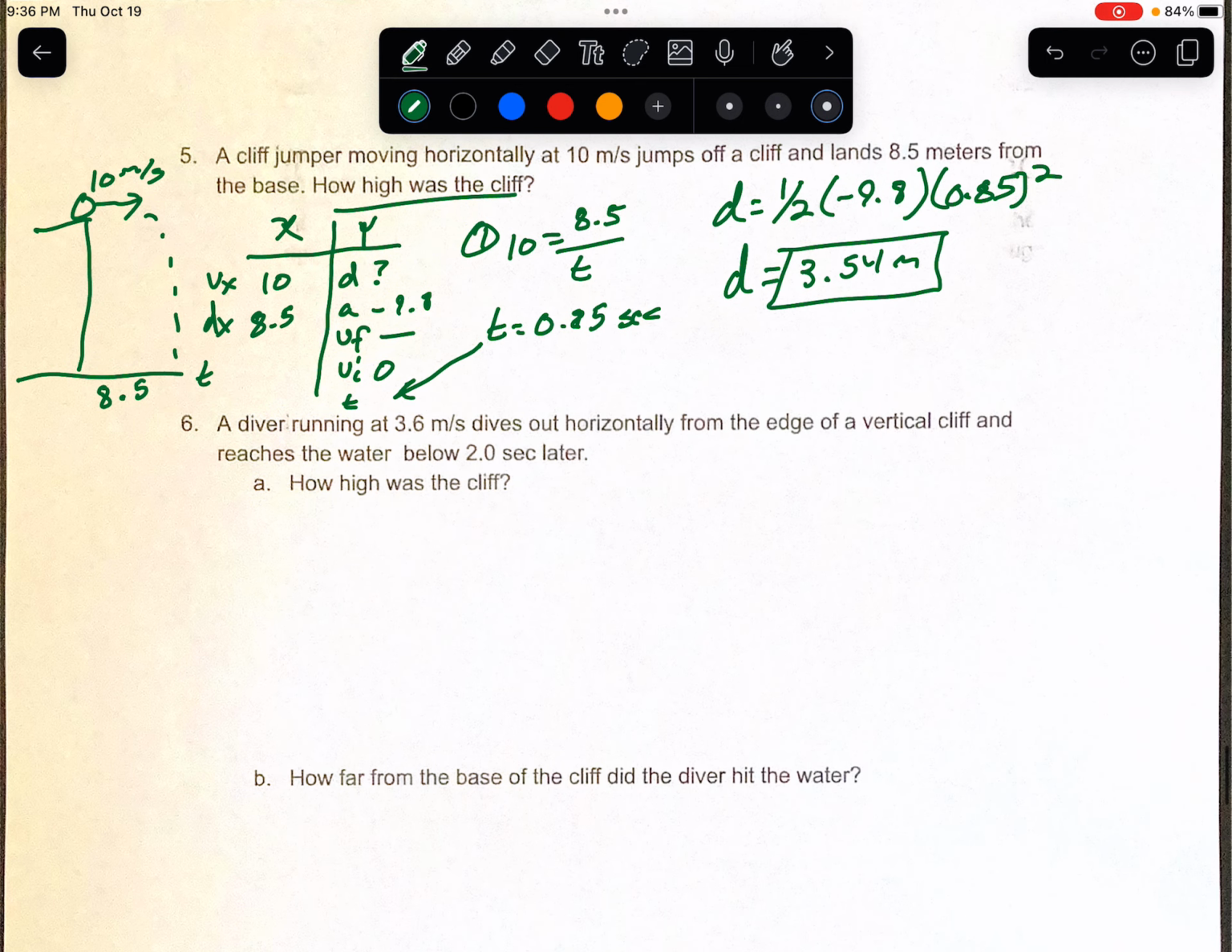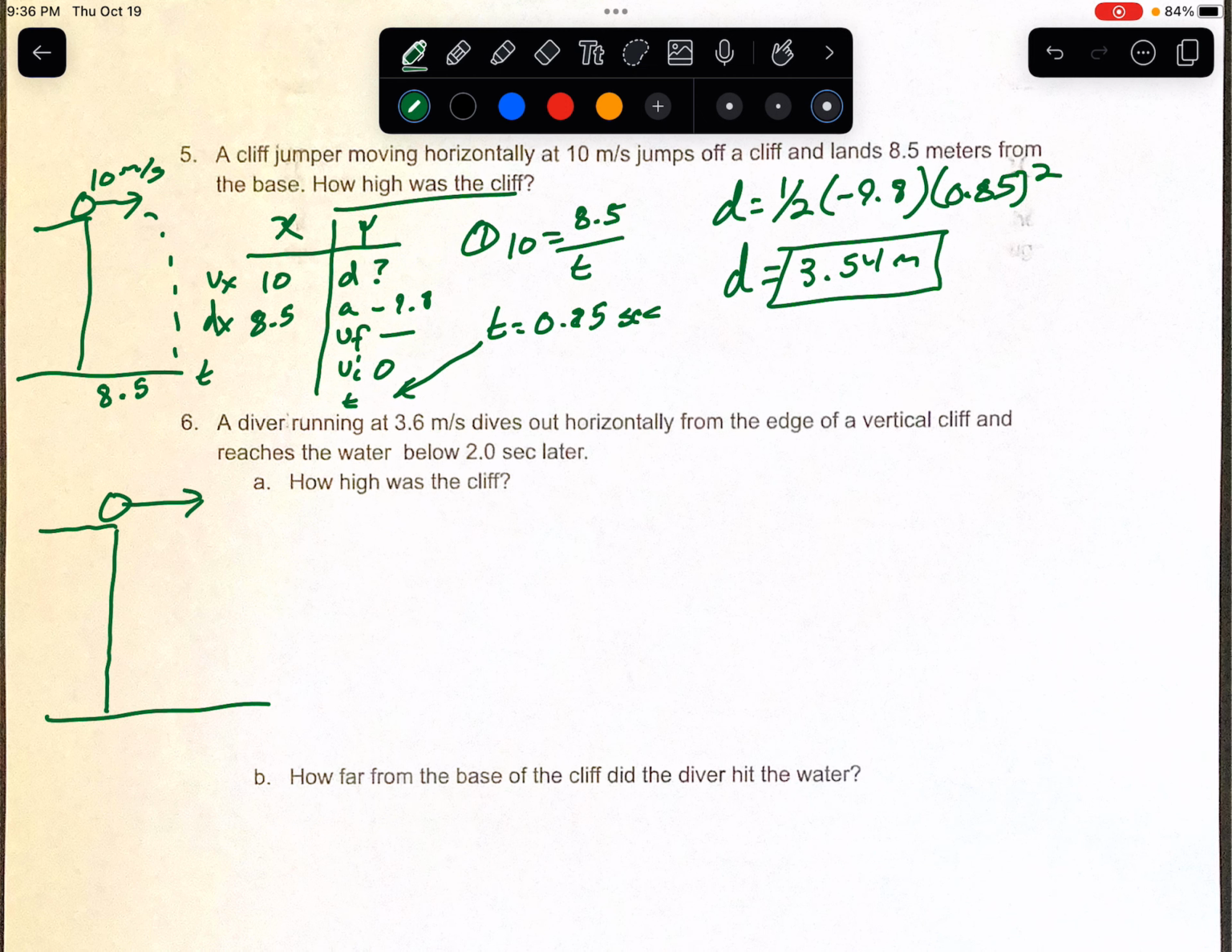Number 6, a diver running at 3.6 meters per second dives out horizontally. So I have a horizontal velocity of 3.6 meters per second. Dives out horizontally from the edge of the vertical cliff and reaches the water 2 seconds later. So that's all it gave us. How high is the cliff? That means you're looking for your vertical distance. So let's set up our T-chart.